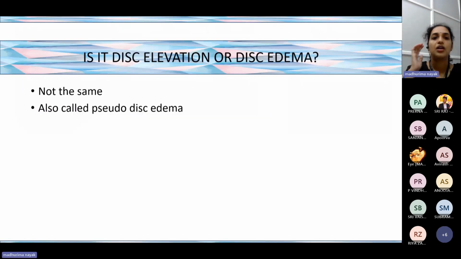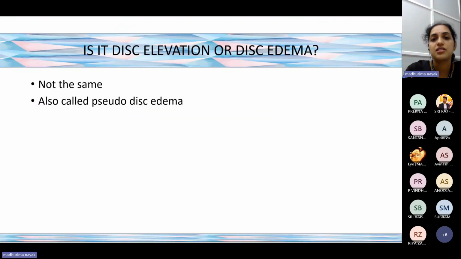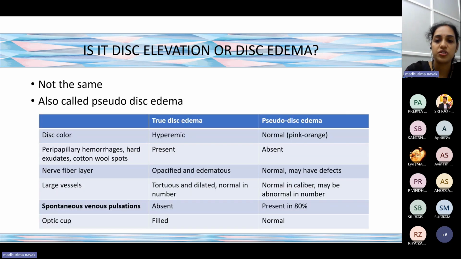So the first step in evaluating disc edema is to know whether it's disc elevation or disc edema. They're not the same. For disc elevation or pseudo disc edema, there are a few important points for discrimination, and not all of these points are true in all cases. However, whenever you see a hyperemic disc with a lot of peripapillary hemorrhages, hard exudates and cottonwool spots, we are probably not dealing with a pseudo disc edema. They are predominantly absent in pseudo disc edema.